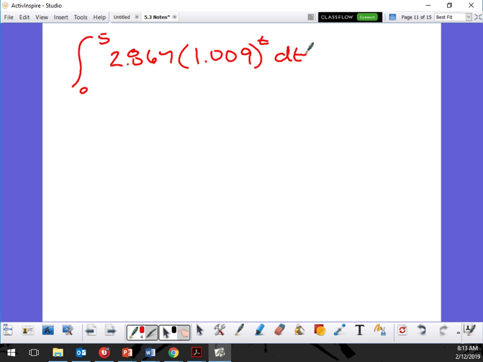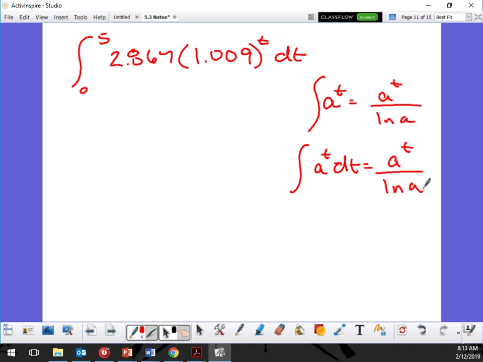Now one of the integration or antiderivative rules that I totally spaced on yesterday, so I'm going to show you the rule. The antiderivative of a to the t looks like this. Let me write the whole thing. So the integral of a to the t dt is equal to a to the t over ln a plus C. Okay, so that's better, right?